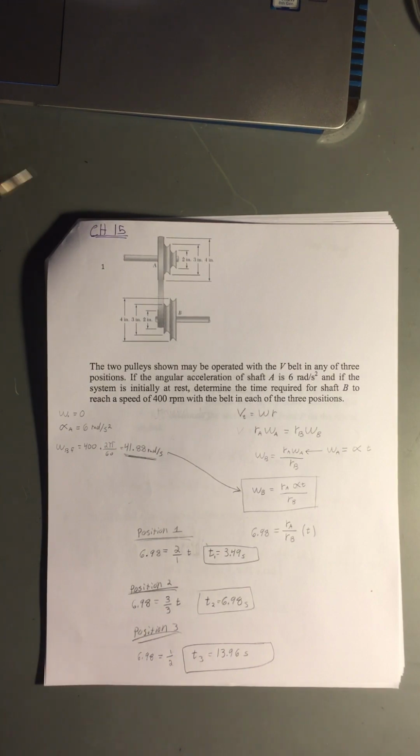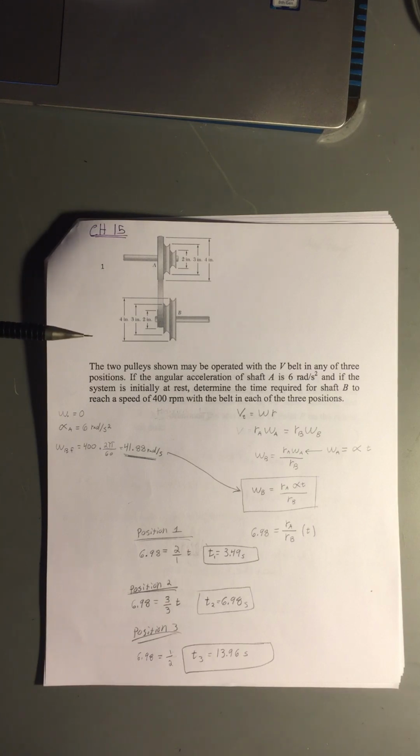Alright, so on this problem we have these two different pulleys. They're operated with this belt around them, so it could be like a lathe or some tool like that. We're asked to find the time for each of these different positions for the omega of B to reach 400 RPM. We're given the angular acceleration of shaft A, and we're also told that it starts from rest.